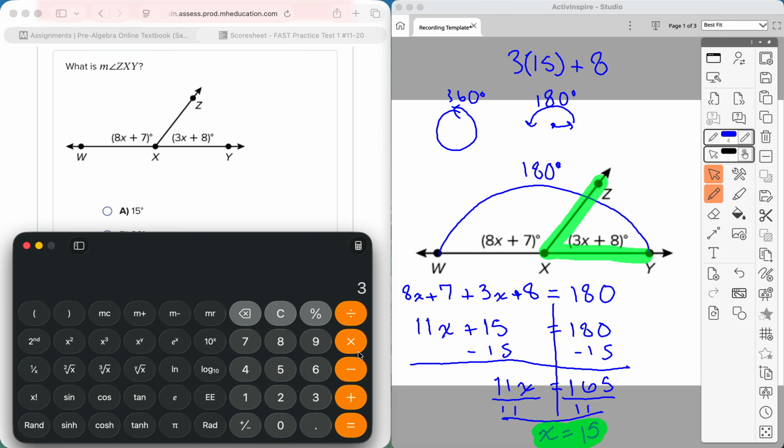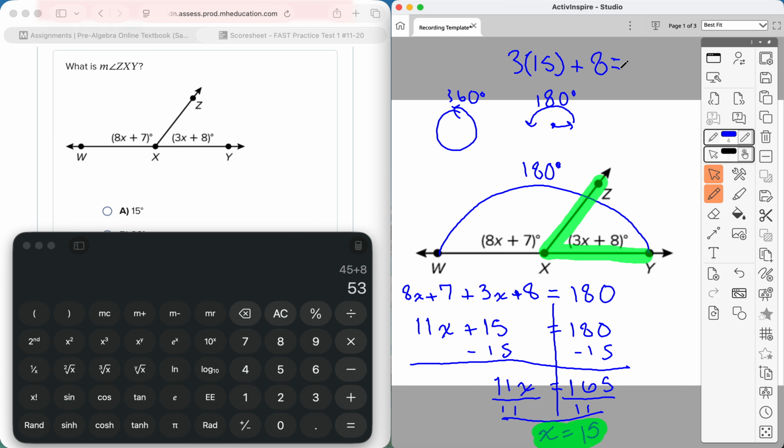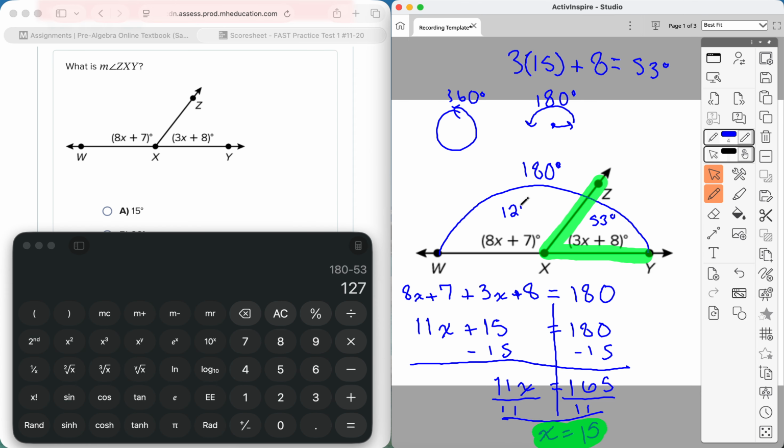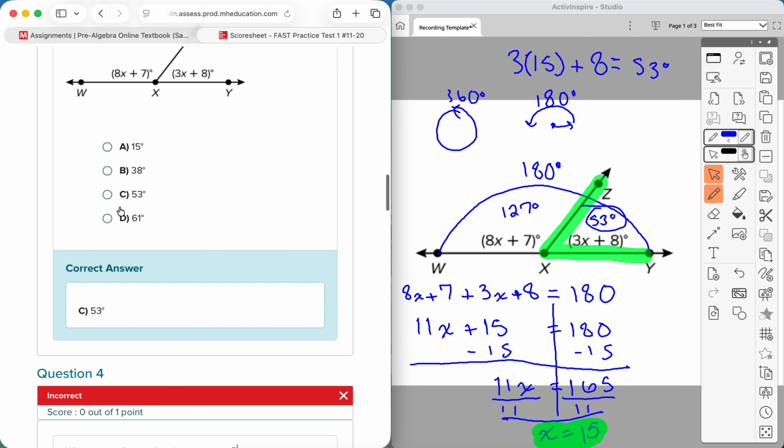So 3 times 15 plus 8, that gives us 53. So this angle is 53 degrees. Not that it asks us, but we could figure out the other angle over here by doing 180 minus 53. That means that this angle is 127 degrees. But since they just want this angle measure, that would be our answer, 53.